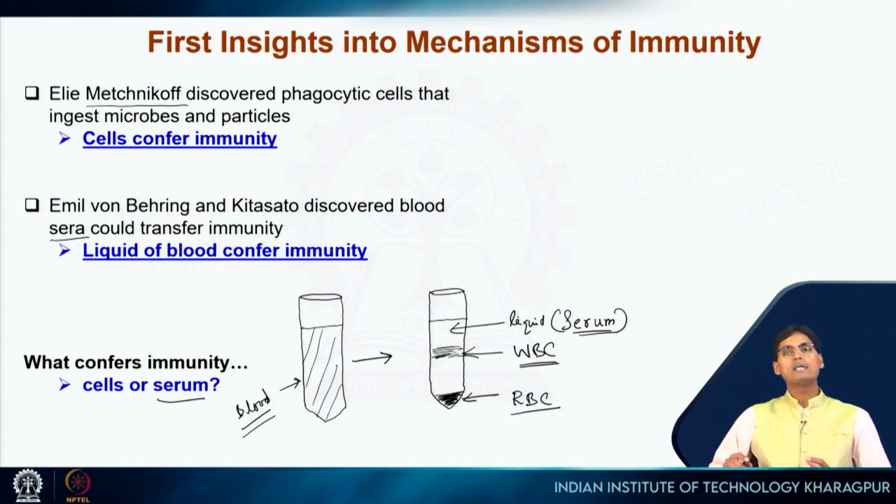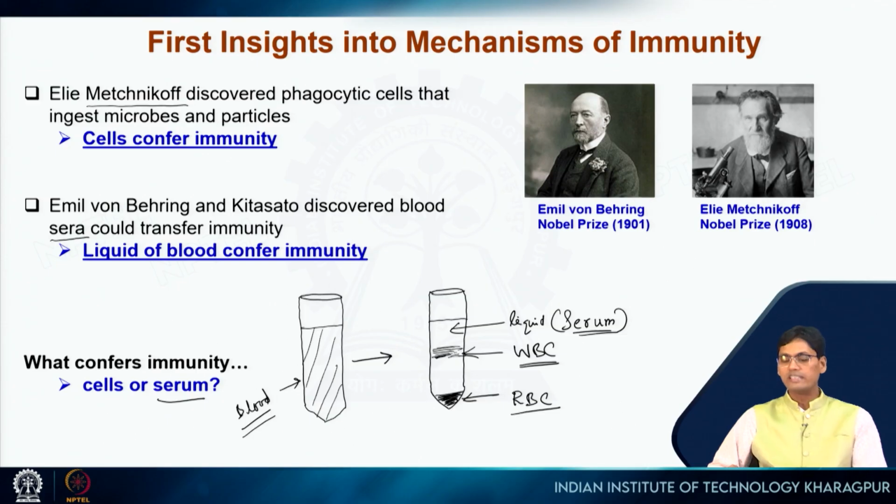So what I am trying to say is that at the beginning, one group of scientists mentioned that cells confer immunity, and the other group said that serum confers immunity. I would like to mention here that both of these groups received the Nobel Prize in Physiology or Medicine. Particularly, Von Behring received the Nobel Prize in 1901.